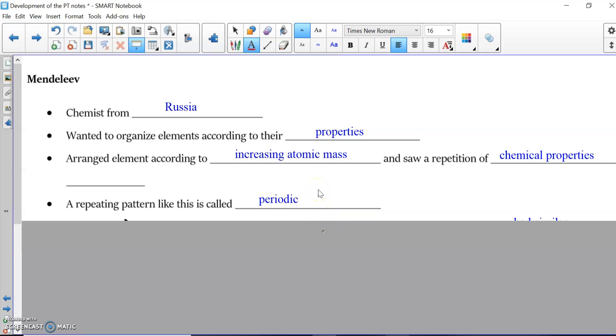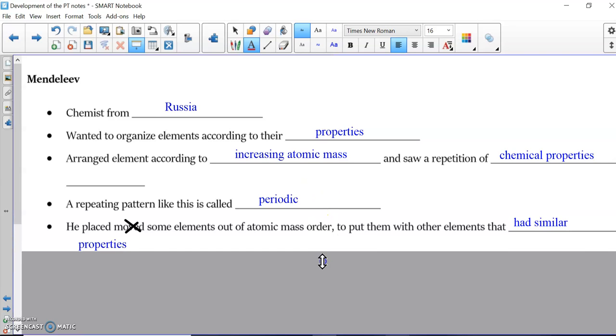That repeating pattern is called periodic. Clocks are periodic. The second hand goes around, and every 60 seconds it gets back to the top and starts over. So it's periodically going to do the same thing. It's a repeating pattern.